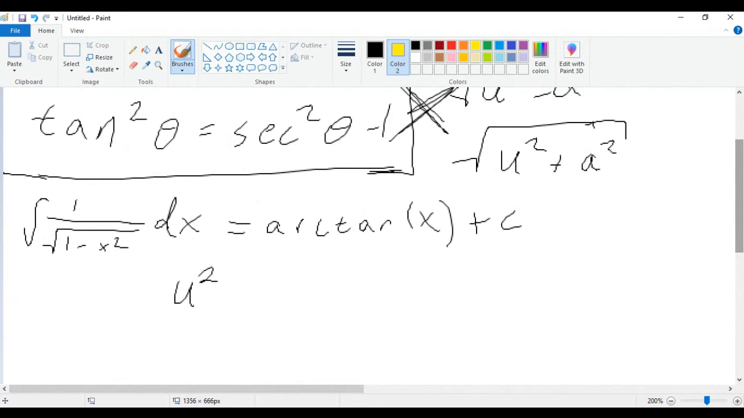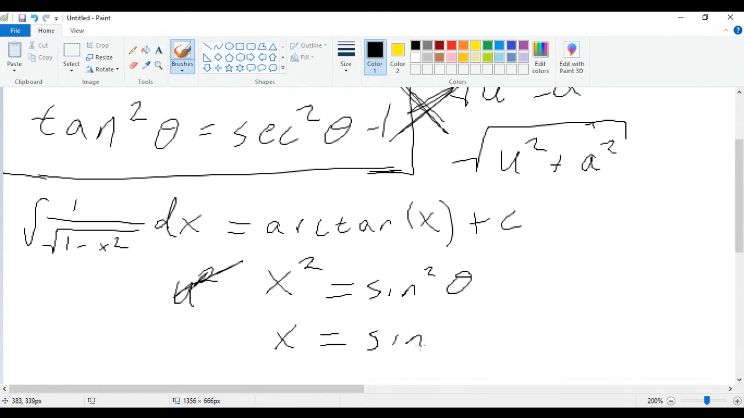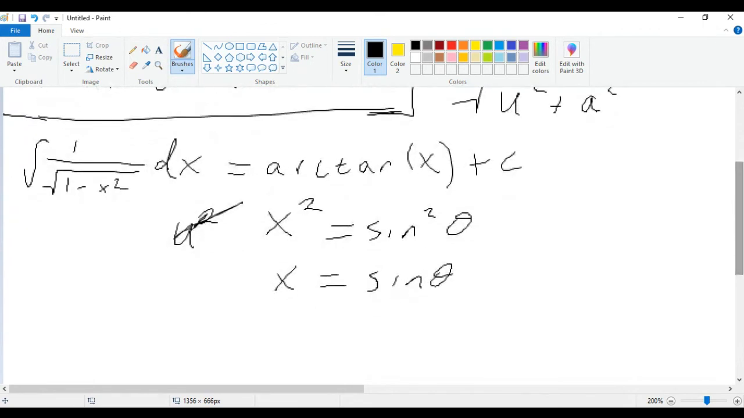Instead of having a u squared, I'm just going to have that be x squared. That should be equal to sine squared theta. Then if we take the square root of both sides, that tells us that x is equivalent to sine of theta. So dx is equal to cosine of theta d theta.